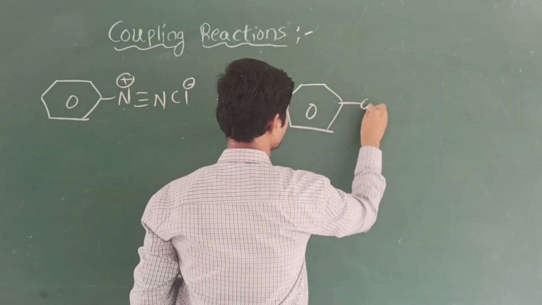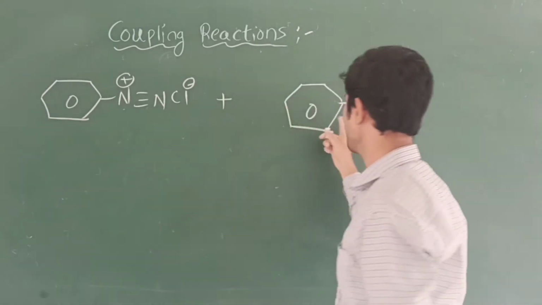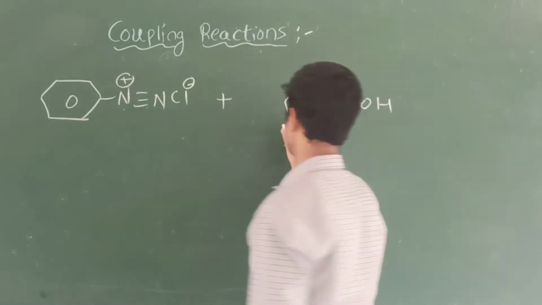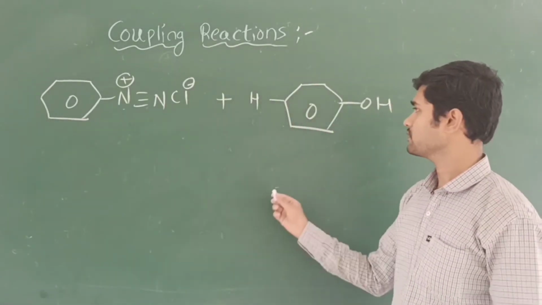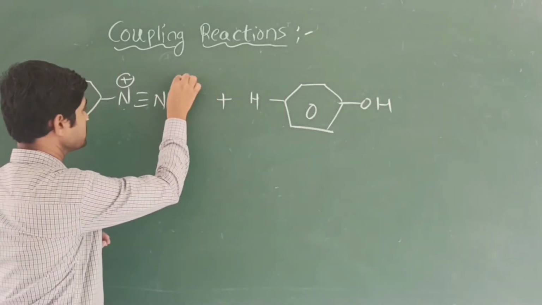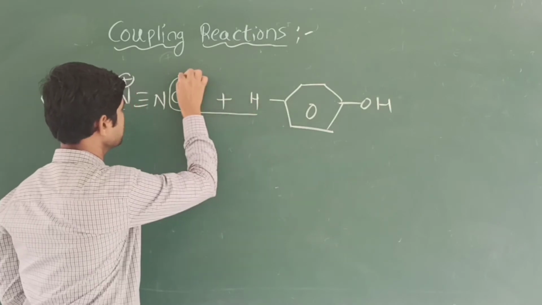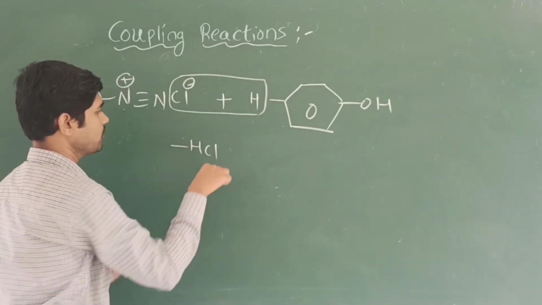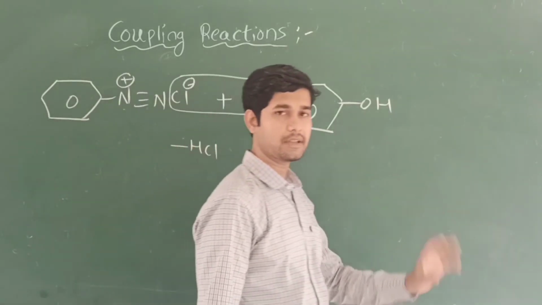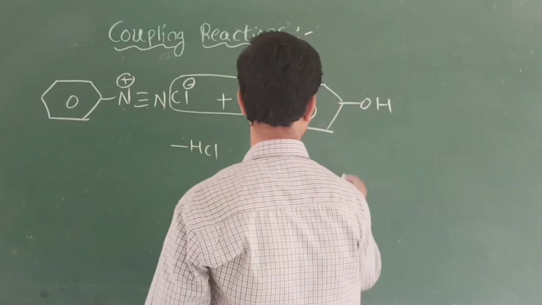This is phenol, and at the para position one hydrogen will be there. So what happens here? Here there is elimination of HCl. I am going to eliminate HCl, then forming the diazo compound. How will we form it?